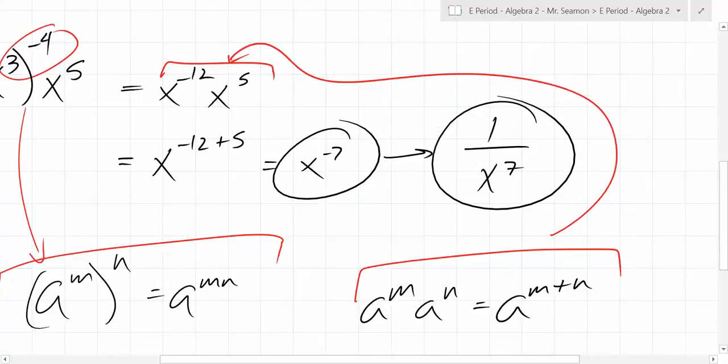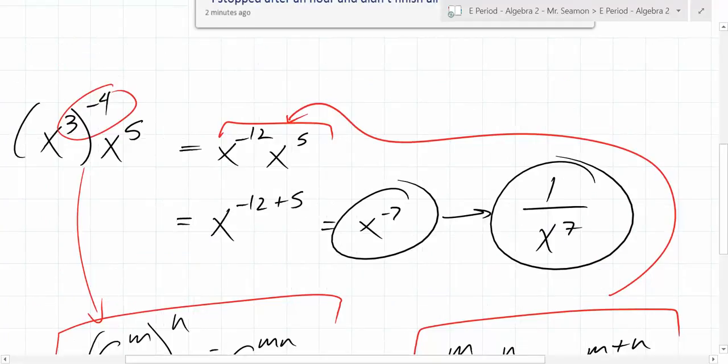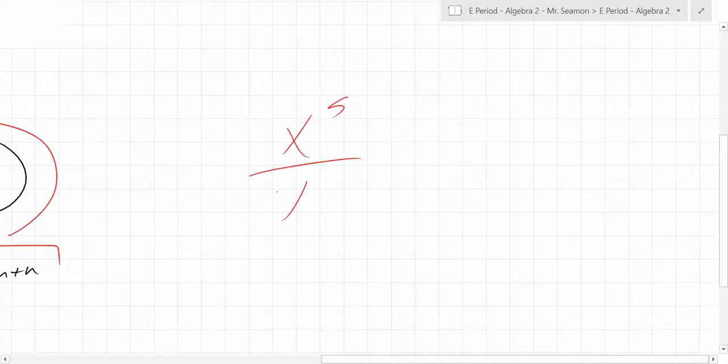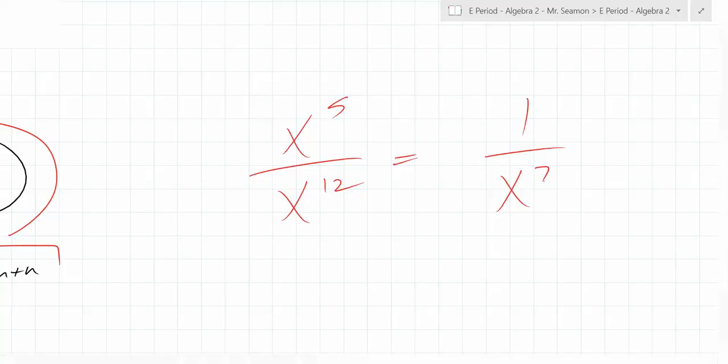So up here, it's the same exact thing. You have x to the negative 12 and x to the 5th. What do you do with the powers? You add them. Yes, if you do that, you can do that. So x to the 5th over x to the 12th, that's 1 over x to the 7th. It's the same exact answer. Yes, correct. The 5 x's on the top cancel with 5 on the bottom, leaving you with 7 on the bottom. So it's 1 over x to the 7th.